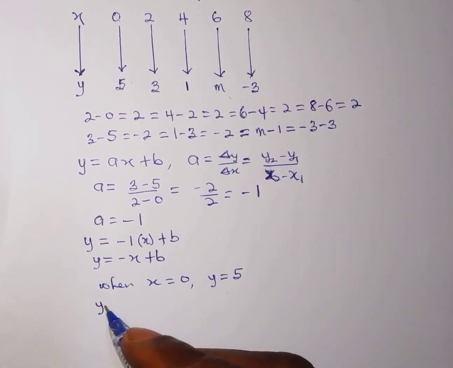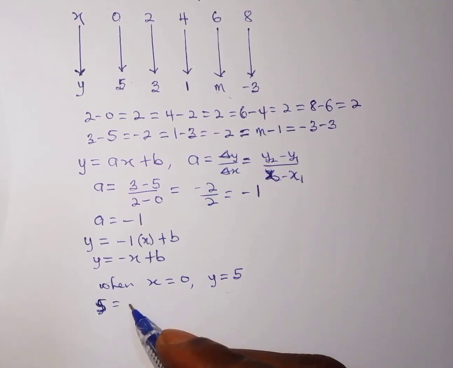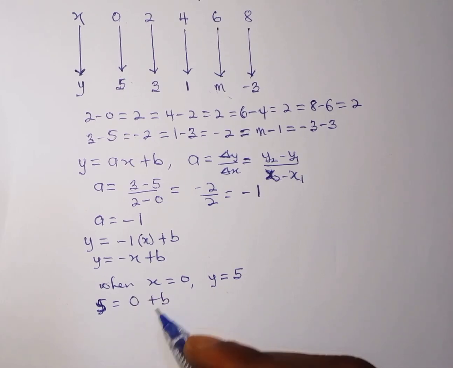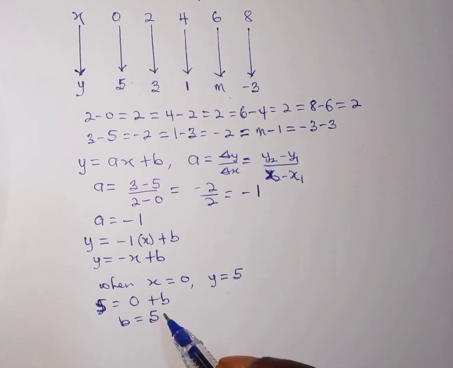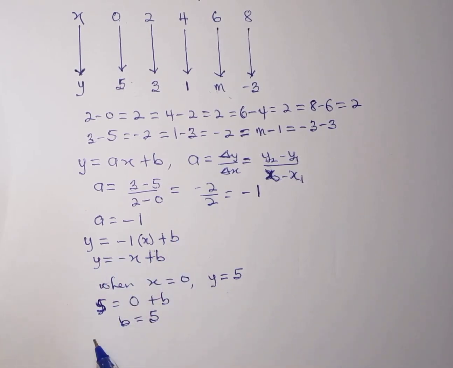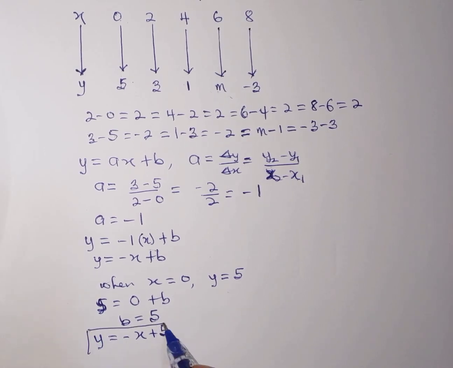So y, which is 5, is equal to 0. That is x, so here is 0 plus B. Then my B is equal to what? 5. So once I get the B, I can substitute the B here in this equation. Then y is equal to negative x plus 5. This is the rule. This is the rule.